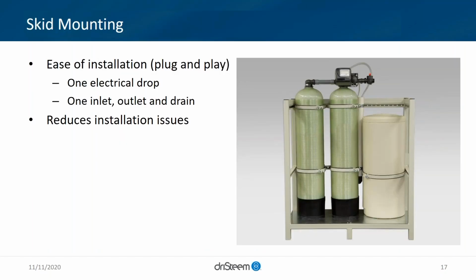Skid mounting, this is an option for our softeners and dechlorinators when they're put together in particular. What this offers to the marketplace is ease of install. You're going to have one electrical drop that's going to go to an outlet box, and then you're going to have one connection for inlet, outlet, and drain. This should reduce installation issues as all that internal plumbing will be done. You just have to make those external connections.